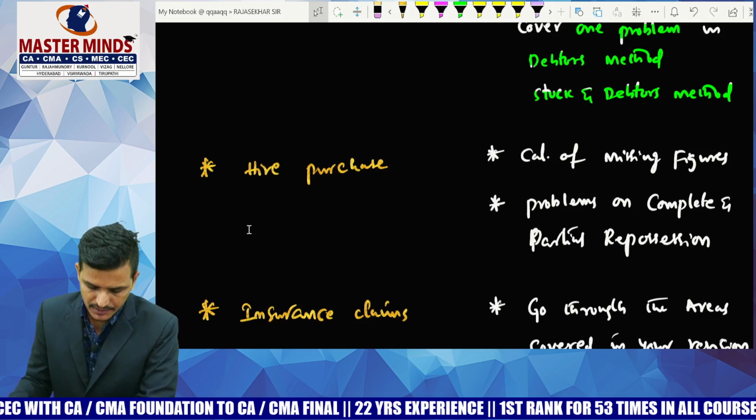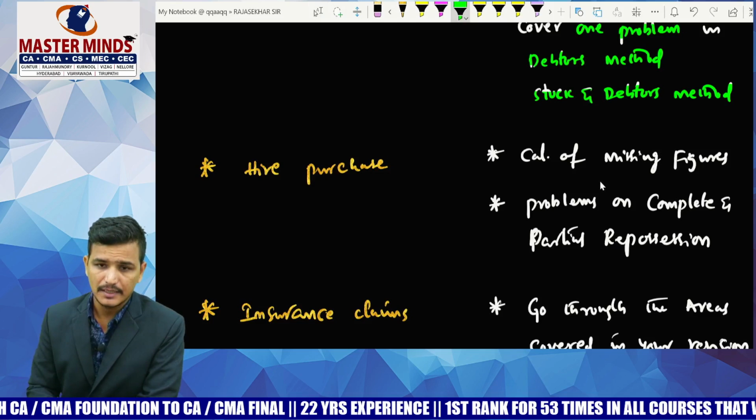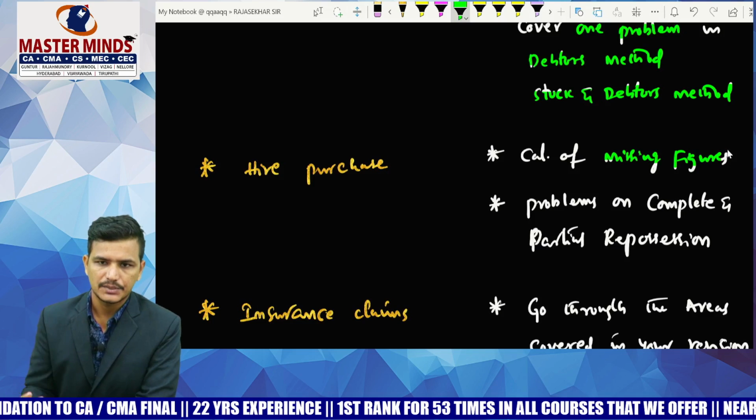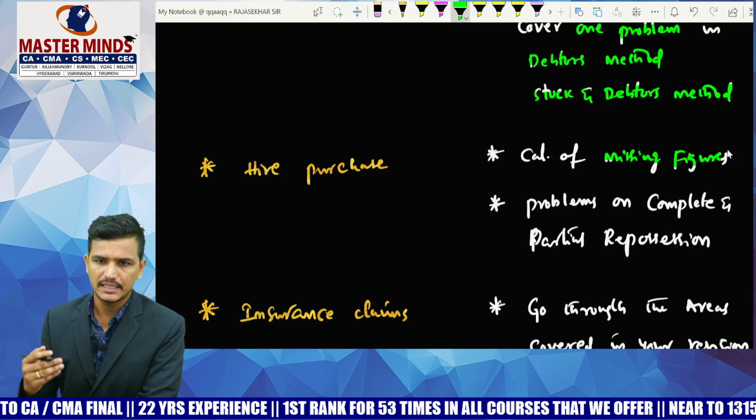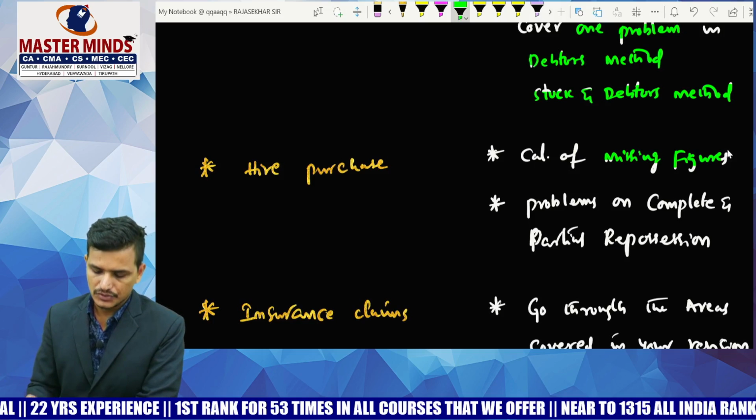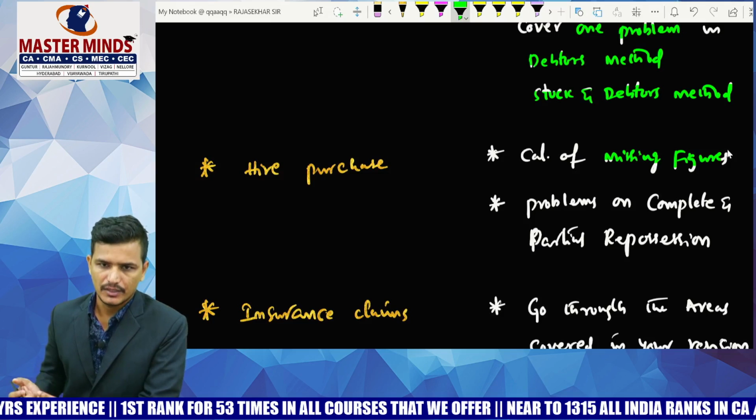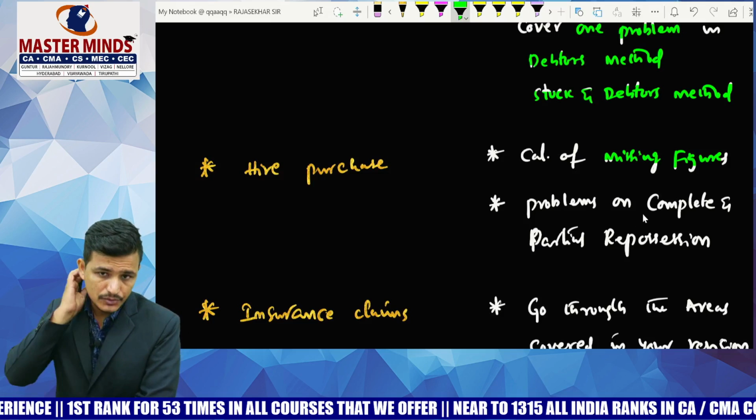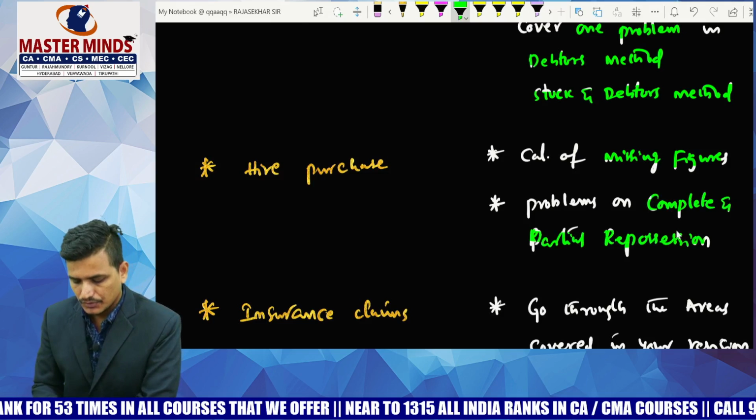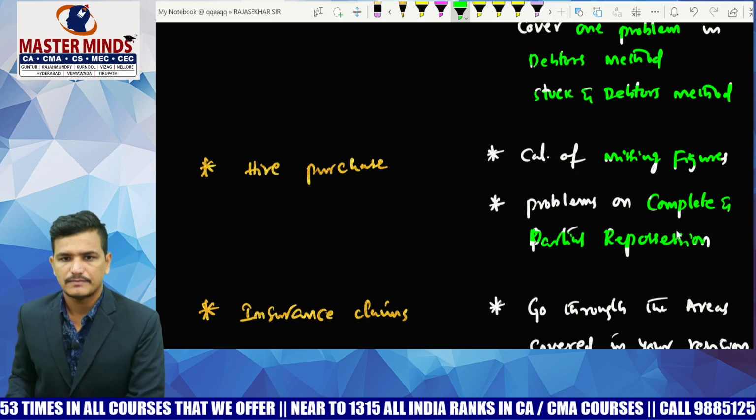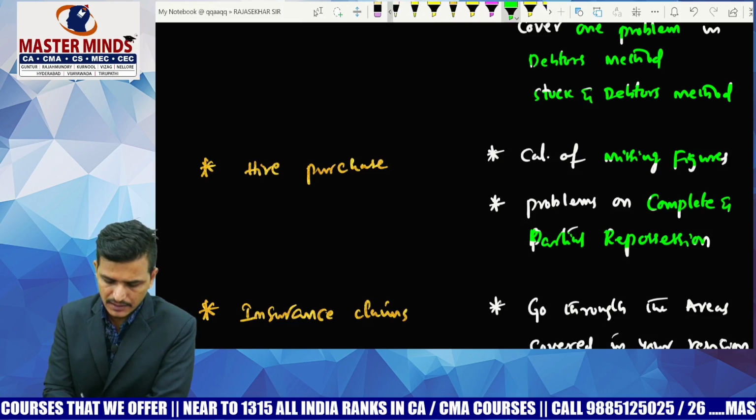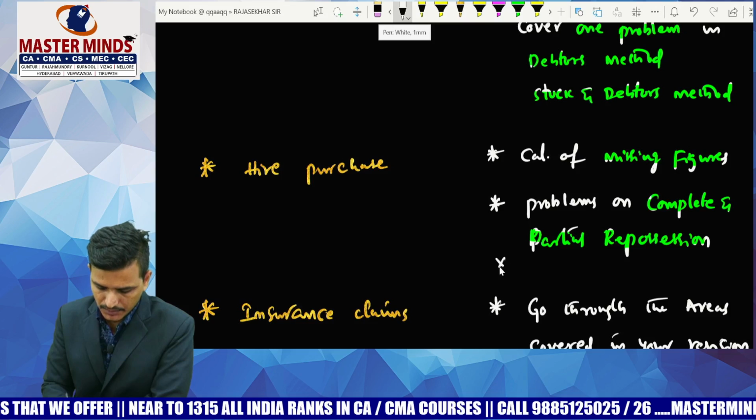Similarly, hire purchase. What are the important areas? That is the calculation of missing figures: how to calculate the cash price, how to calculate the interest included in each installment. Various missing figure calculations will be there, and those kinds of problems are important from the exam point of view. Also cover the problems related to complete and partial repossession. These areas are important from the exam point of view. And in hire purchase, MCQs are also important.